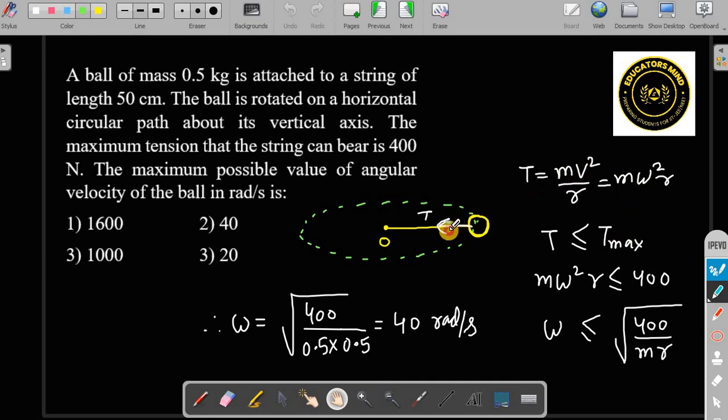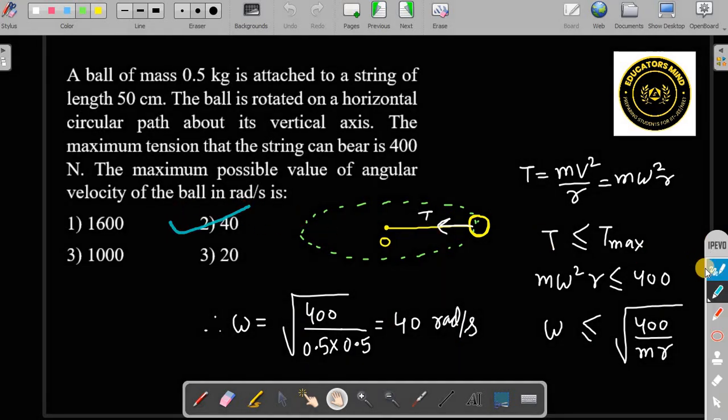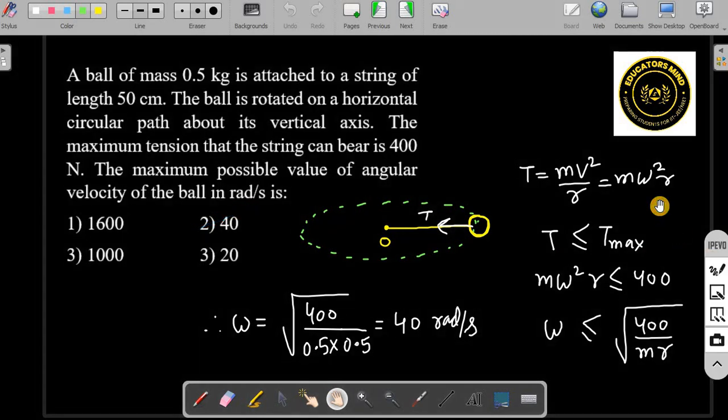So we know tension is providing the centripetal force here, v square by r or m omega square r. They are asking angular velocity, so we'll write this equation. Tension must be less than or equal to maximum tension, so m omega square r is less than or equal to 400. From here we will solve for omega. Mass and radius are given, substitute, and you will get 40. Right, so that's the answer. That means option 2 is the correct answer. Okay, let's move to the next.